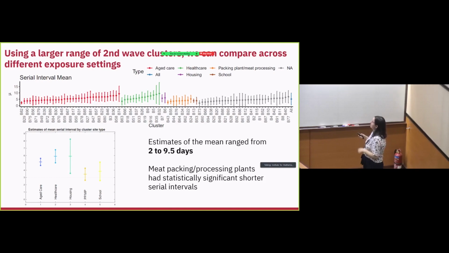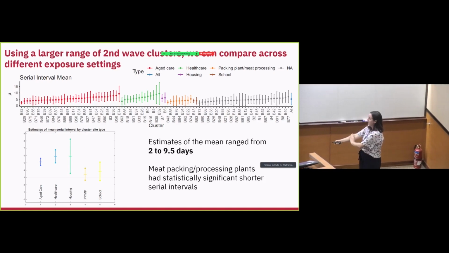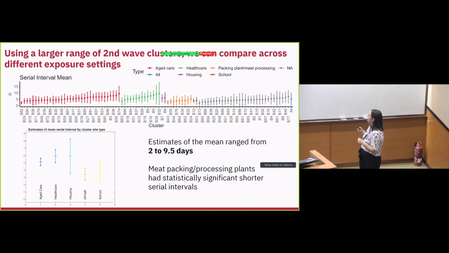And what we did find is that when we compared the serial interval in these different settings, indeed, actually, meat packing and processing plants did, even after a multiple testing correction, have significantly shorter serial intervals than the others. So we think that transmission is happening more rapidly in this setting, which at least with my knowledge in British Columbia of COVID-19 outbreaks, kind of follows what we saw in practice. I don't know. You'd have to ask someone who was from Victoria how their knowledge about it.